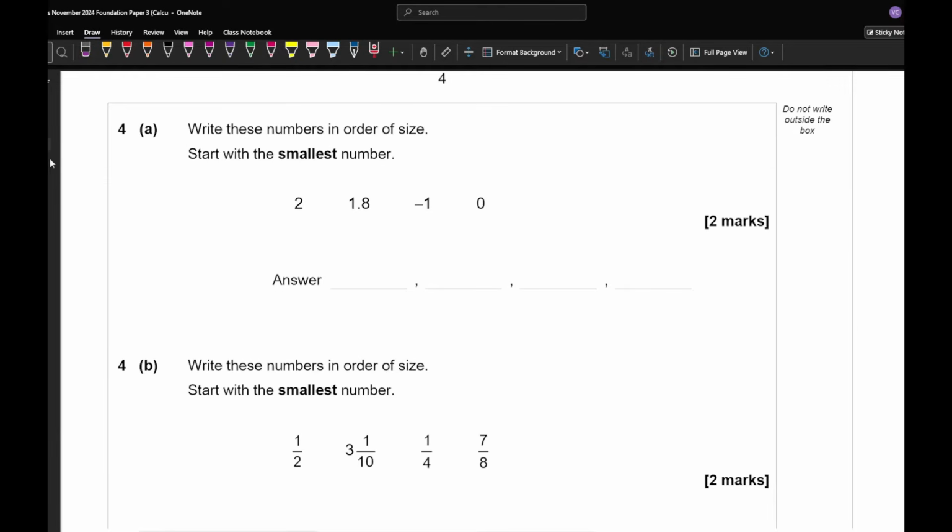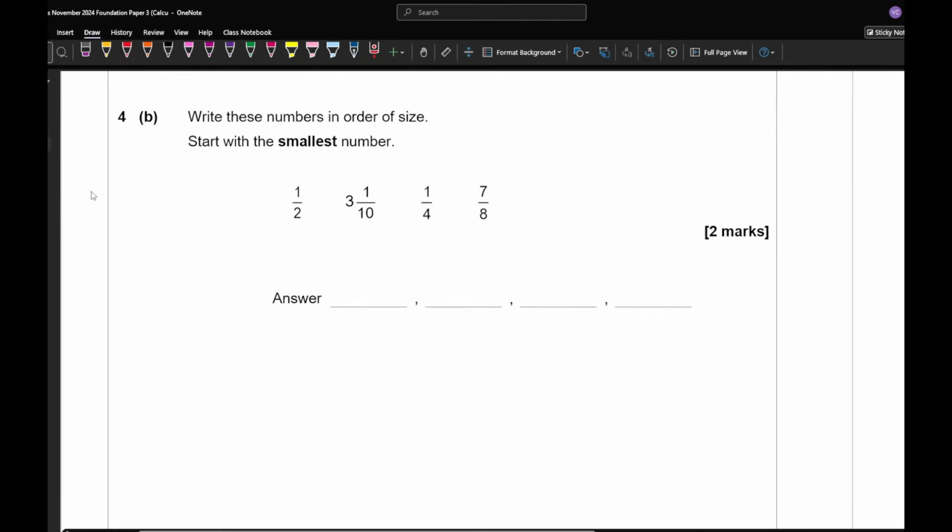Moving on to question 4a, it says write these numbers in order of size. So all we need to do is just write these in ascending order, or from smallest to largest. So we should have -1, 0, 1.8 and 2. Question 4b, it says write these numbers in order of size. Start with the smallest.